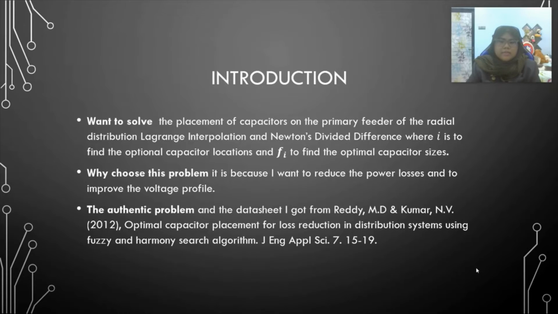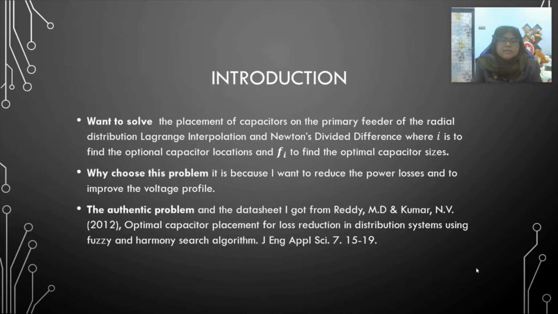For the introduction, I want to solve the placement of the capacitors on the primary feeder of the radial distribution system using Lagrange interpolation and Newton's divided difference, where the first is to find the optimal capacitor location and the second is to find the optimal capacitor sizes.